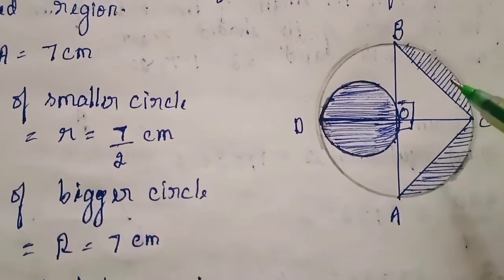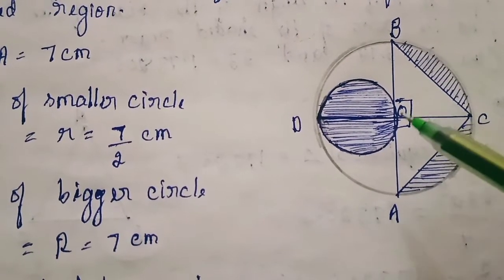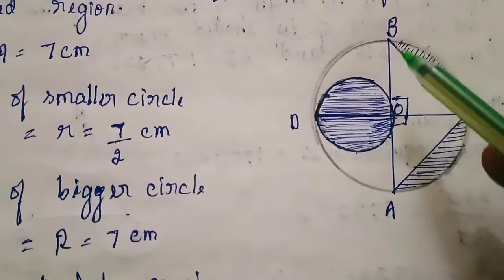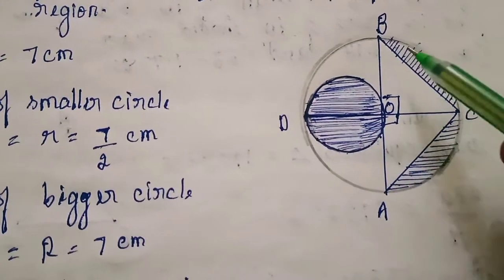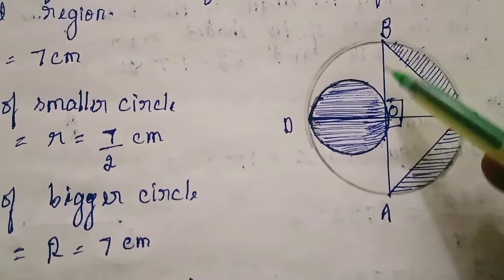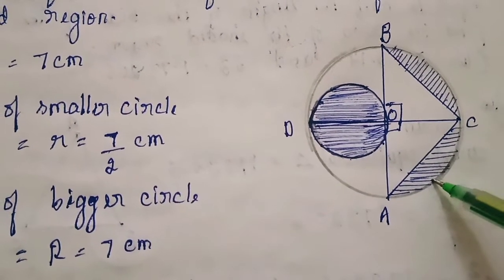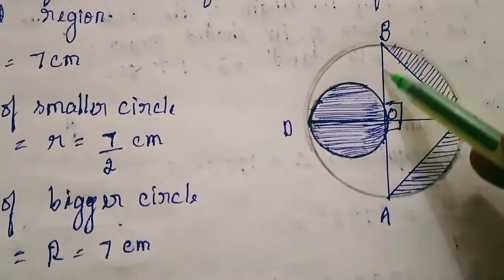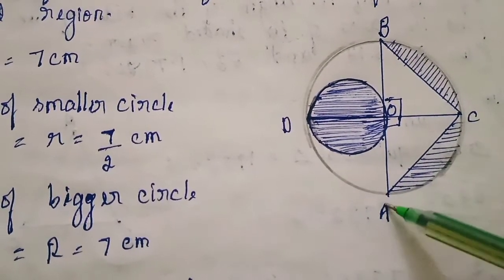I'll repeat. He is asking the area of the shaded part in the whole diagram. So let us first split this into two parts. AB is a diameter, so it will divide into two semicircles. In the first semicircle, only these parts are shaded. So when I want this shaded region, I can take area of semicircle minus area of triangle.